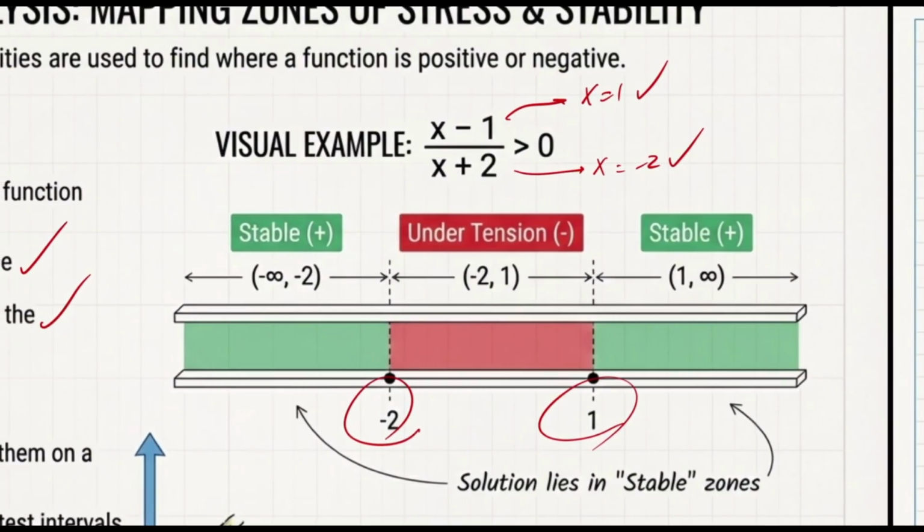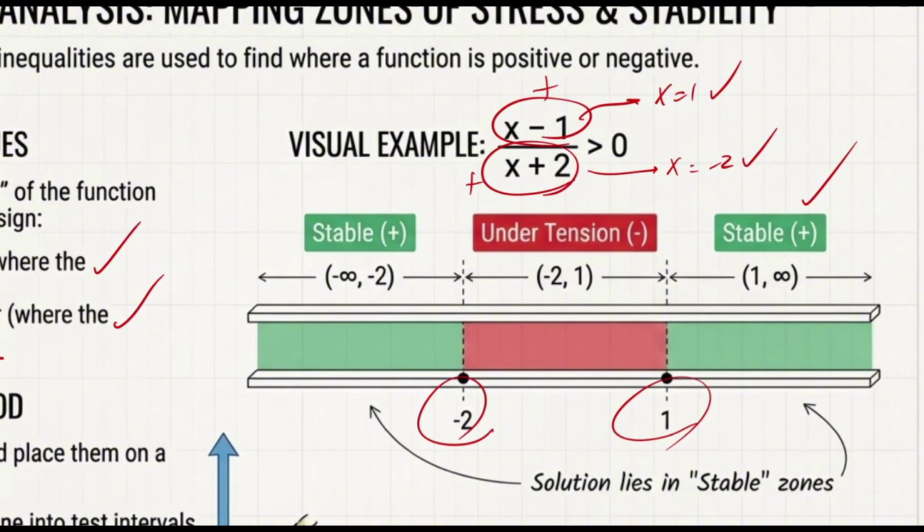If my number is bigger than 1, obviously this part is going to be positive, and this part is also positive, so this is going to be positive. So this region is a check mark for me, because positive divided by positive is positive. What would happen if my number is smaller than negative 2? Any number smaller than negative 2 is going to make this part negative, and it's also going to make this part negative. Again, negative divided by negative is positive, which I like, another check for me.